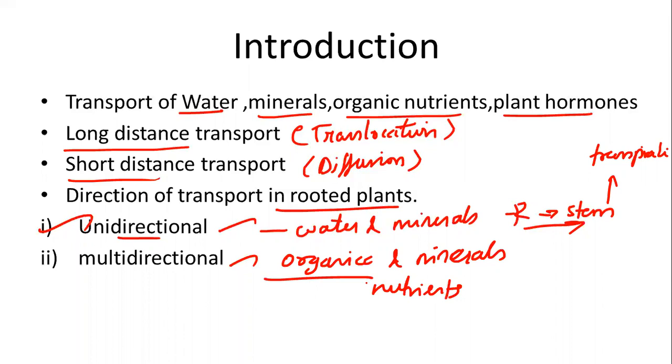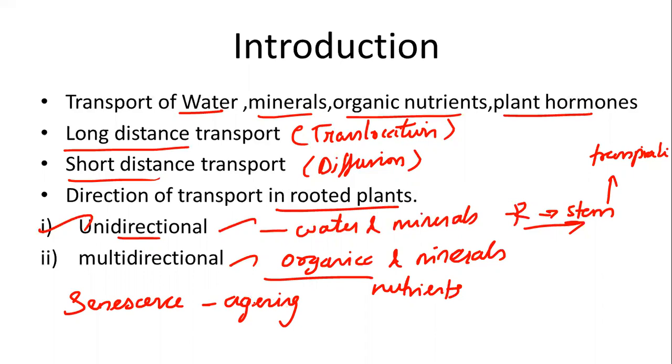And if a part of a plant undergoes senescence. What is senescence? There is one important word called senescence. Senescence is nothing but aging. So if a part of a plant undergoes senescence, then the mineral nutrients are relocated from that part of the plant to the growing part.